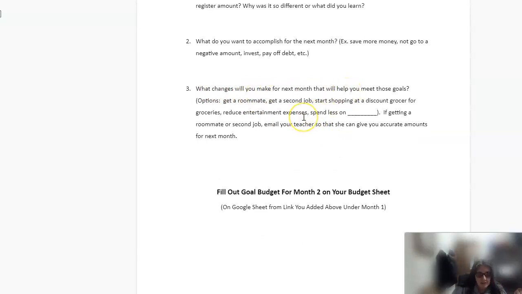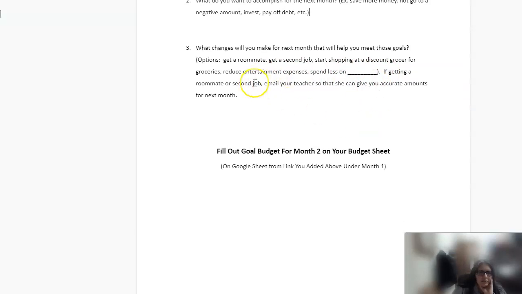So options are getting a roommate. You can get a second job. You can start shopping at a discount grocer for groceries. You can reduce some entertainment expenses, spend less on a specific thing. Okay, whatever works for you. If getting a roommate or a second job, you can email me or talk with me.